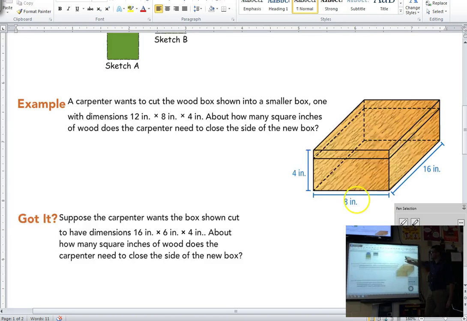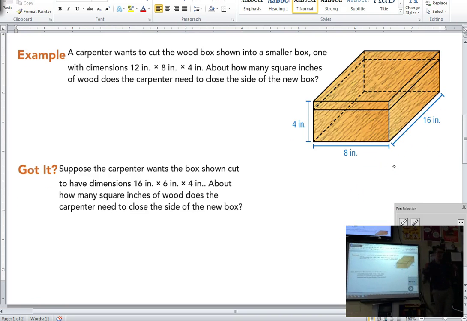So a carpenter has a wood box. Let's say we've got a crate or something that something was shipped in and you're doing a Discovery Day plan. You want to take this big wood box and make it a smaller wood box. What's nice is with wood, if I cut the end off, I can reuse that wood. So he wants the smaller box to measure 12 by 8 by 4. How many square inches of wood does the carpenter need to close the new side of the box? We can reuse some of the wood that we cut off.